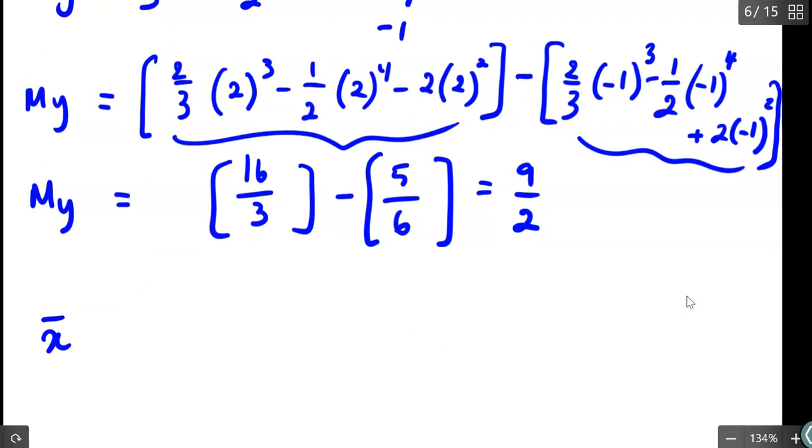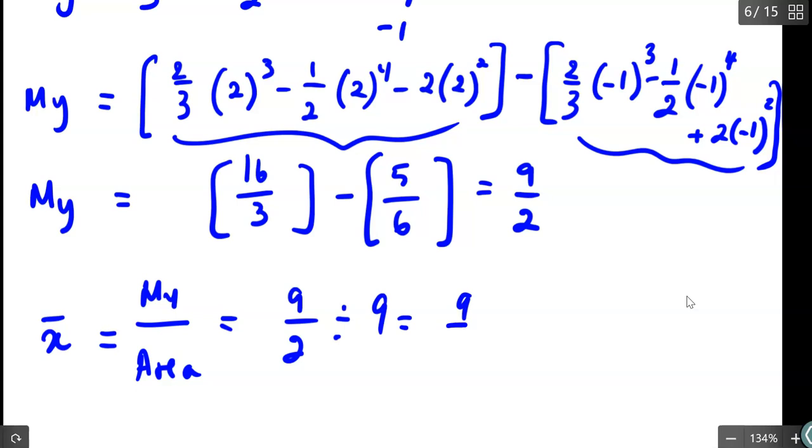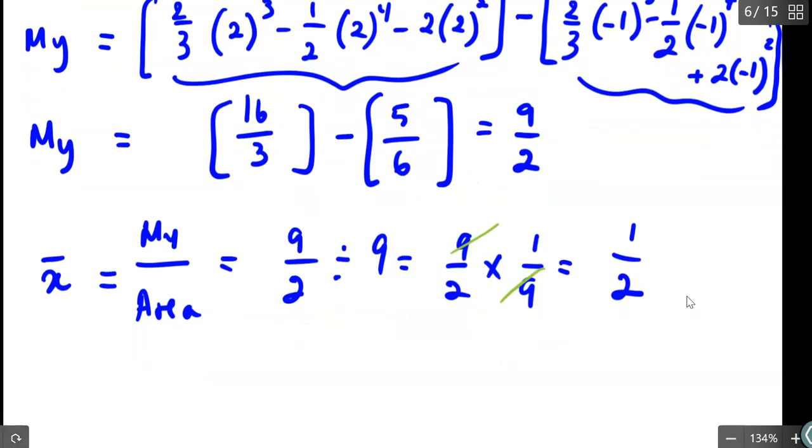So now I'm going to write x bar equal to My divided by area, right? So My is 9 over 2, divided by the area, which is 9. Okay, so 9 over 2 times 1 over 9 will give us a half. All right. Okay, so we are going to make a note that x bar is equal to a half.